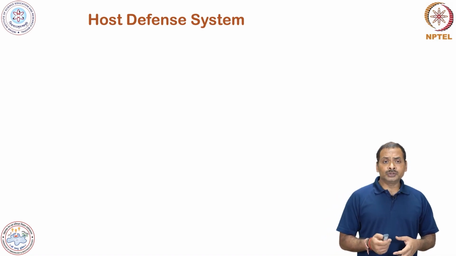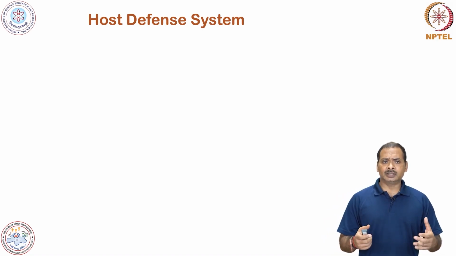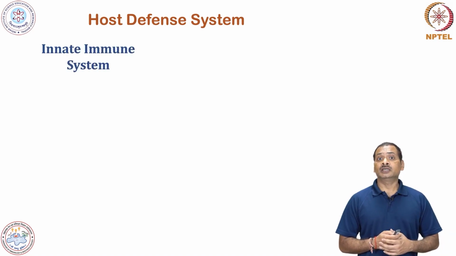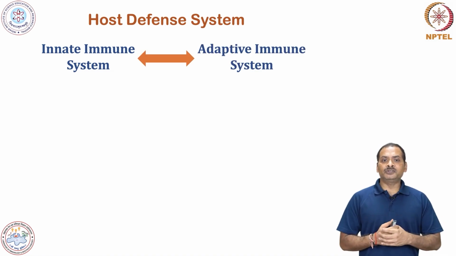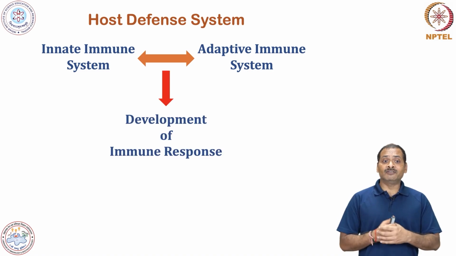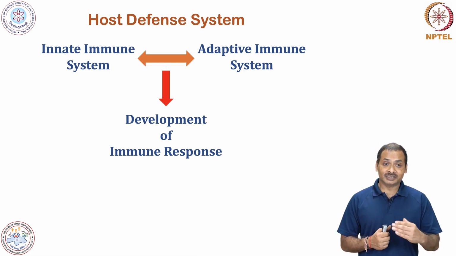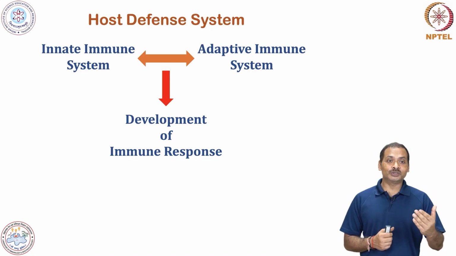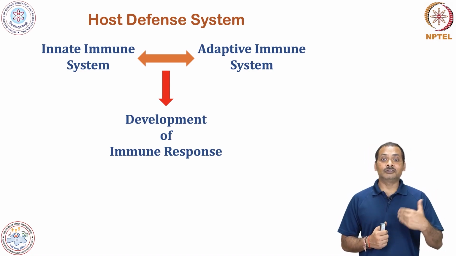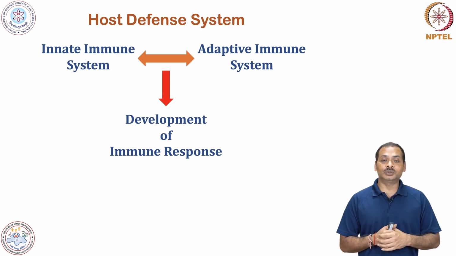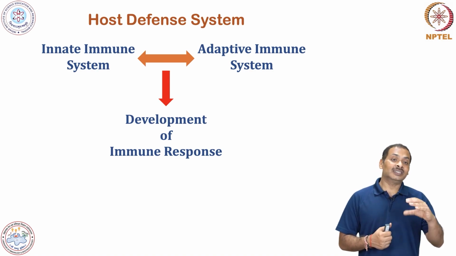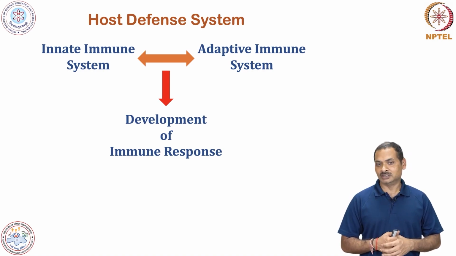So there are two major arms of the immune system, the innate immune system and the adaptive immune system. Innate and adaptive immune systems communicate with each other, and this induces the development of an appropriate immune response. When I say appropriate immune response, it means there should be neither more nor less immune response. If there is more immune response, that may result in disease, or in technical terms, immunopathogenesis.